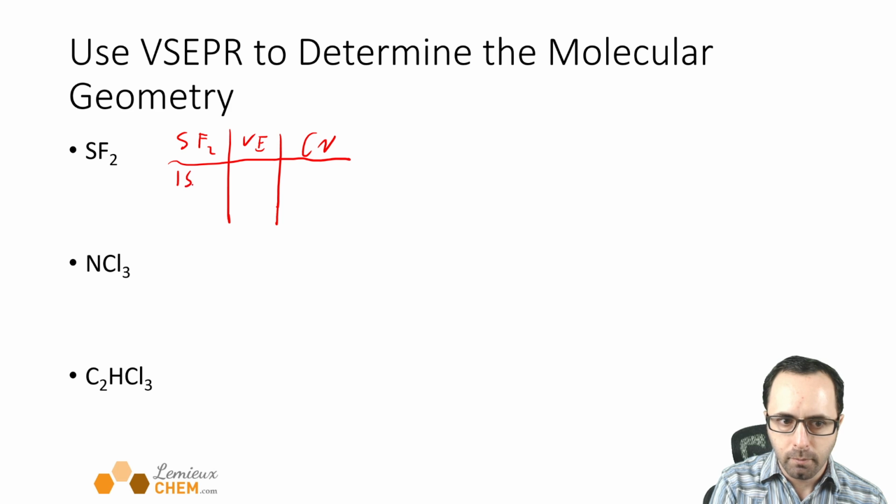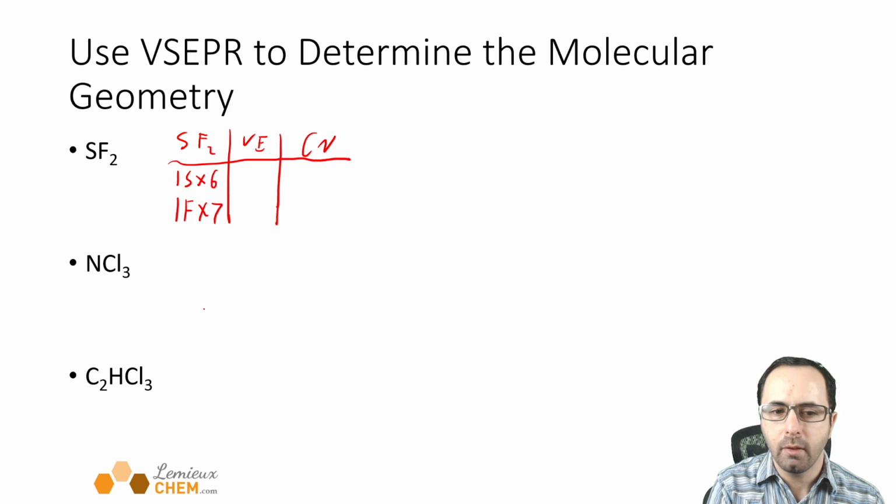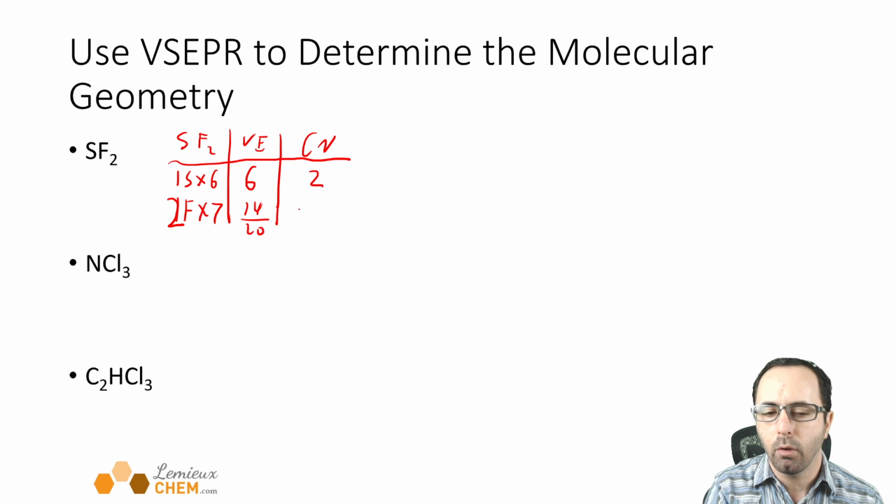We have 1 sulfur, and sulfur is in group 6. We have fluorine, and fluorine is in group 7, so 7 valence electrons. Valence electrons total from the sulfur would be 1 times 6. We have 2 fluorines times 7, and we did this one in the previous lecture, so I'm going to go through it pretty quickly. That's 14. We had 20 altogether. Sulfur starts with 6 valence electrons, needs 2 more to have 8. Fluorine starts with 7 valence electrons, needs 1 more to have 8.